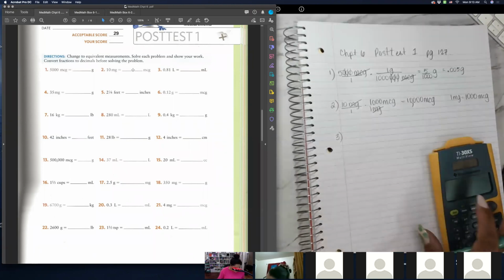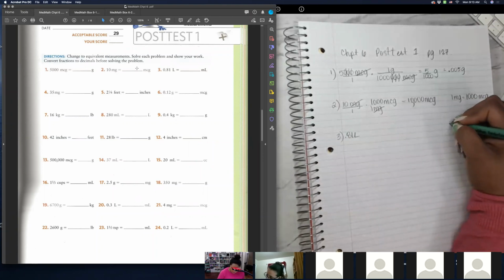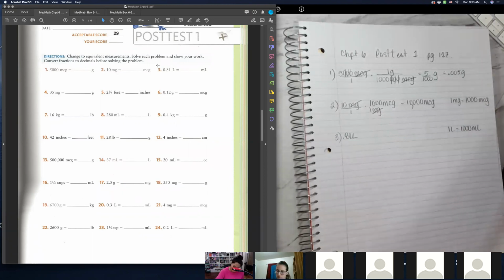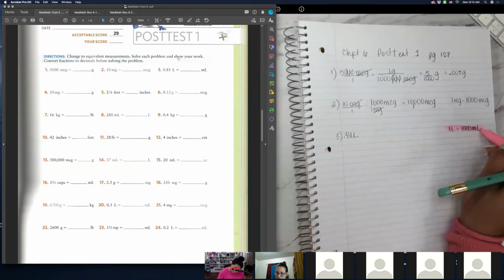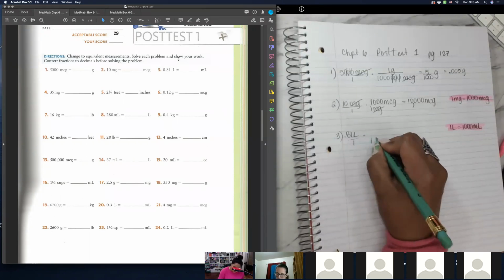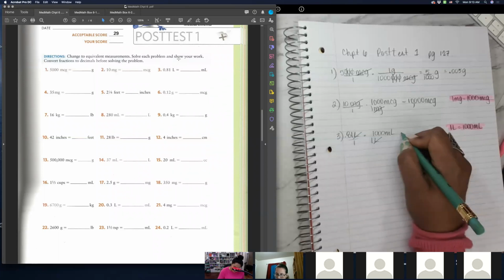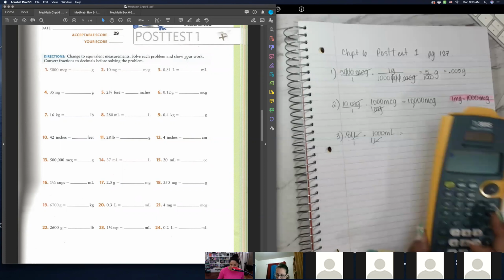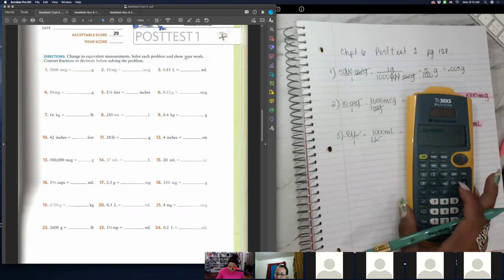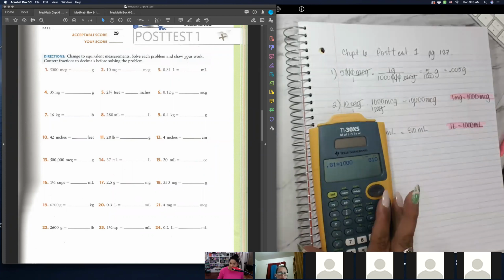Okay, number 3 is 0.81 liters to milliliters. Again, 1 liter is equal to 1,000 milliliters. So that over 1 liter is equal to 1,000 milliliters. Cancel my unit of liters. Take 0.81 times 1,000, and that's 810 milliliters.